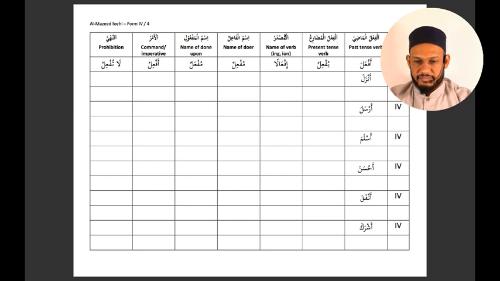So we're going to start the 4th bab. We'll first memorize it, that's the first step, and then we'll apply it to different words, and then we'll explain the meanings and so on. The 4th bab starts with af'ala yuf'ilu.